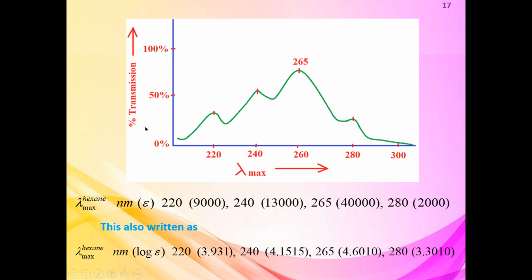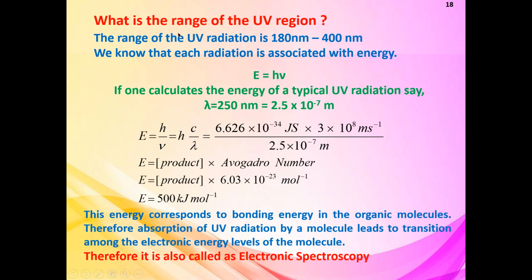Sometimes in UV spectroscopy, the wavelength is plotted against percentage transmittance because optical density is inversely proportional to the transmittance. Hence, percentage transmission is plotted along the y-axis and wavelength along the x-axis. So the range of UV radiation is from 100 to 180 to 400 nanometers.